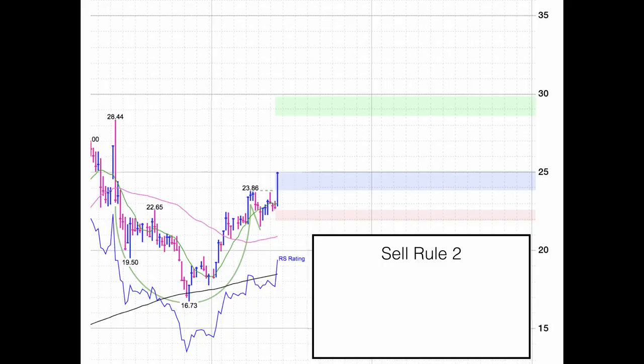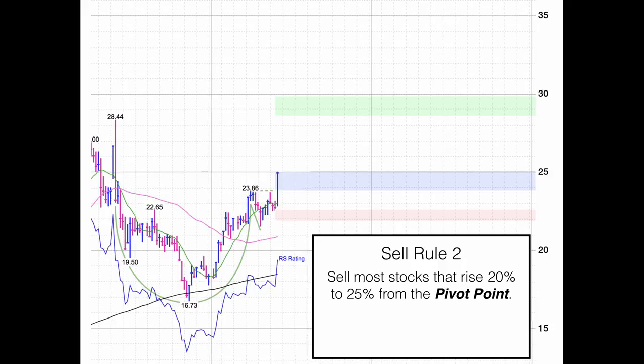Okay, we're going to move on to sell rule number 2. I hope that made sense. Sell rule 2. Sell most stocks that rise 20 to 25% from the pivot point. Now this is from the pivot point. Forget about what you paid. The pattern doesn't know what you paid, doesn't care.